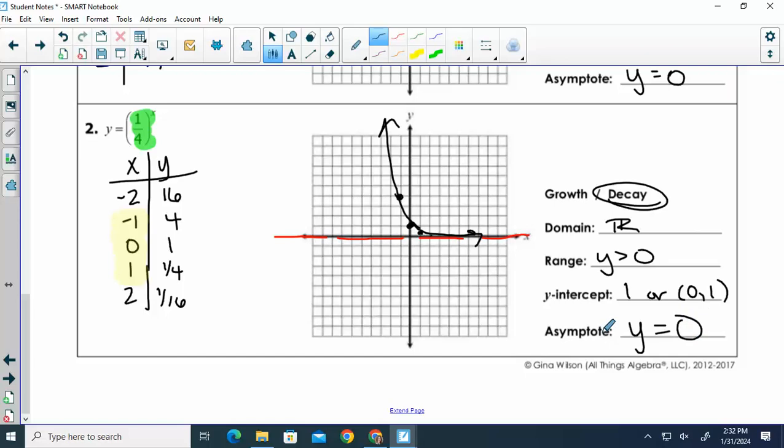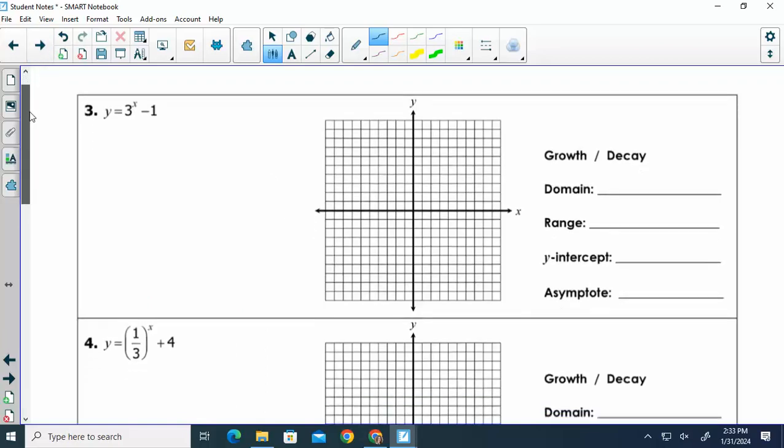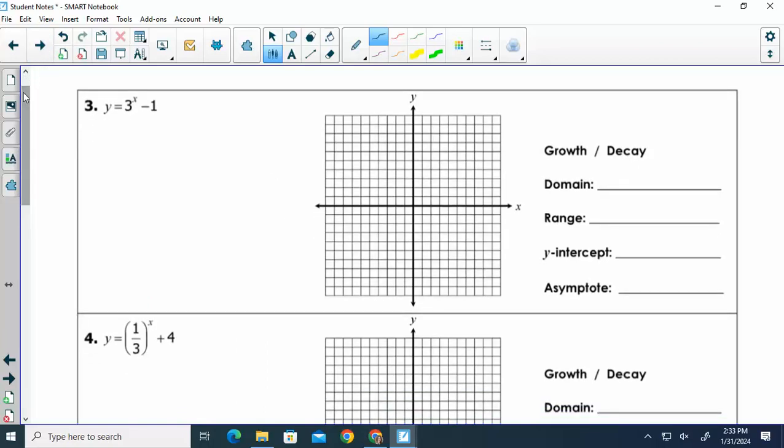So these things have a lot in common, don't they? Domain, range, y-intercept, asymptote. Wasn't that the same on both of these questions? Yeah. Okay. Let's look at the next one. We'll do at least one more, maybe 2.